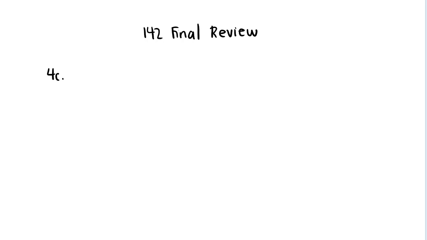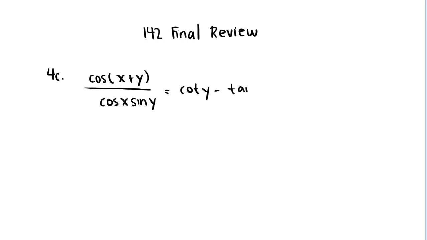Hey everyone! So in this video I'd like to go over some problems from the final review activity. Let's start with problem 4c. We want to verify some identities. We're given the identity cosine of x plus y over cosine of x times sine of y is equal to cotangent of y minus tangent of x. So we want to verify this identity.